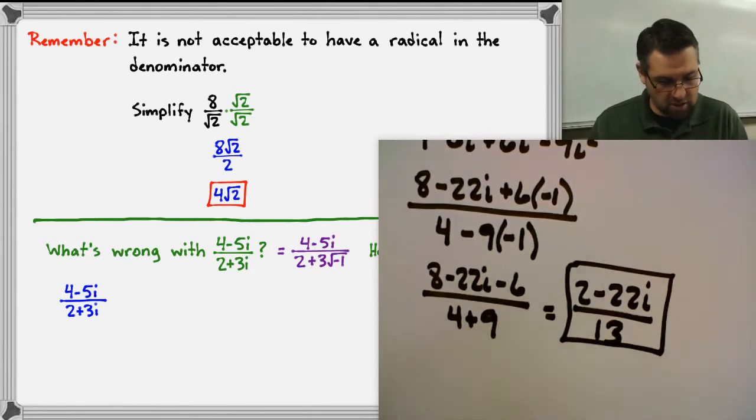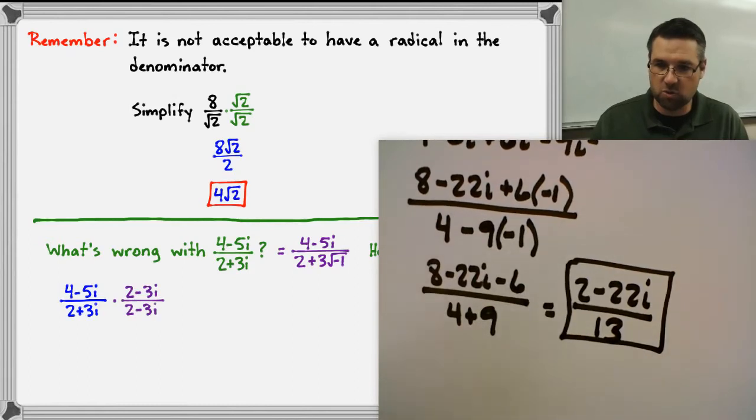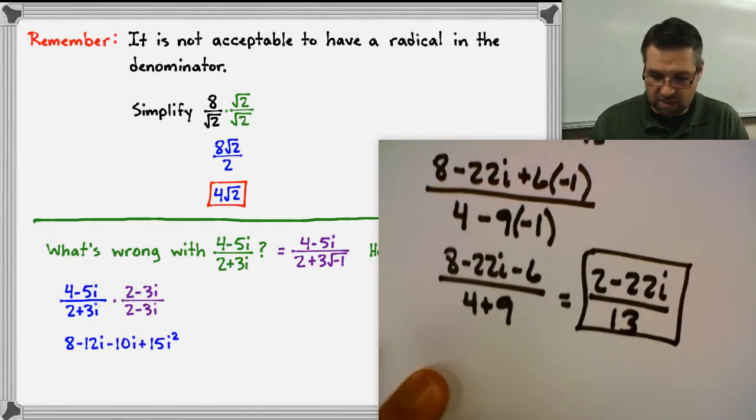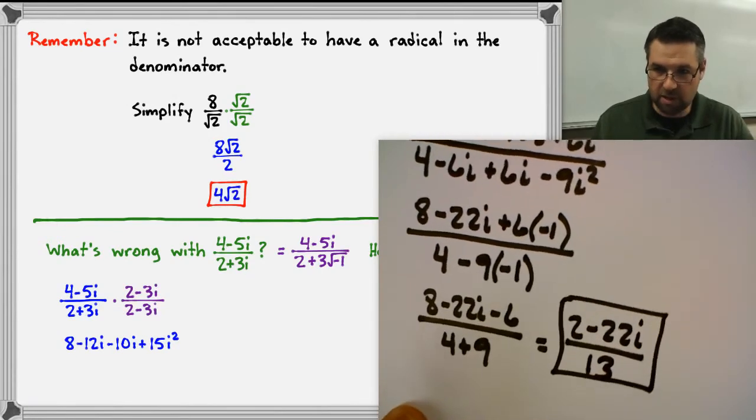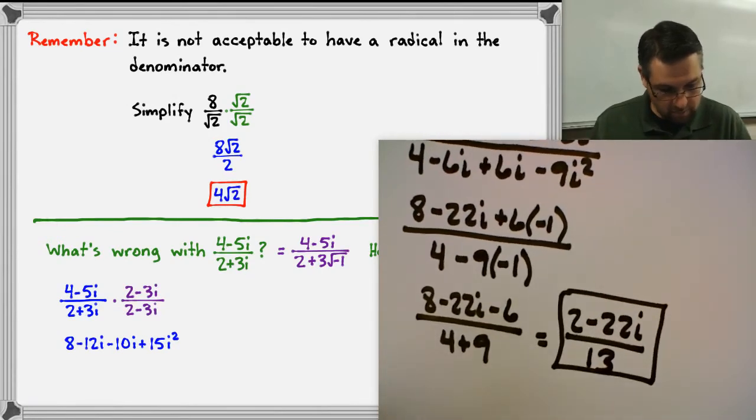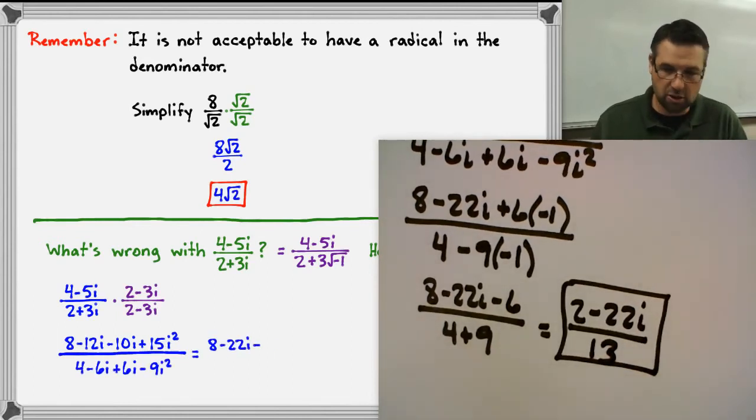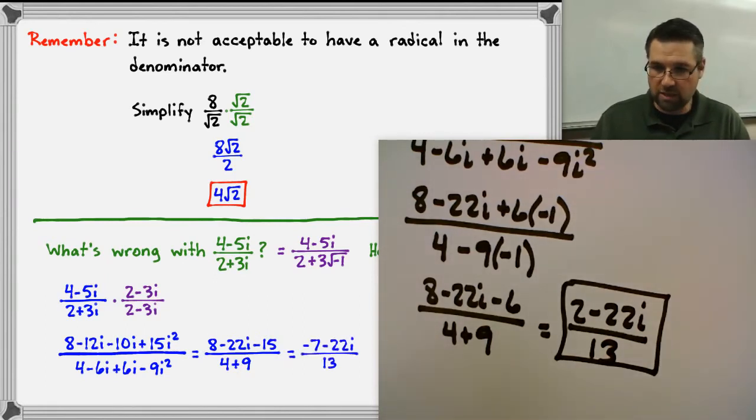But anyways, our simplified form of this is now 2 minus 22i, and the reason is because the 13 on the bottom is a real answer instead of having an imaginary unit in it, which means we don't have any radicals on the bottom, which is exactly what we want. And what in the world did I just do with this problem? I screwed something up pretty badly. Where did I make a mistake?